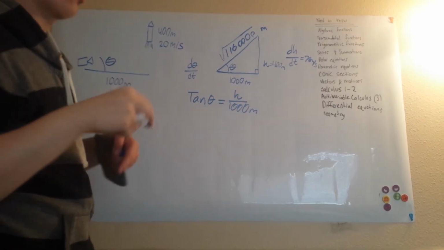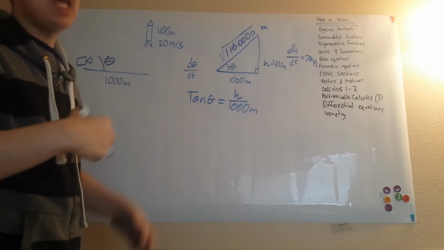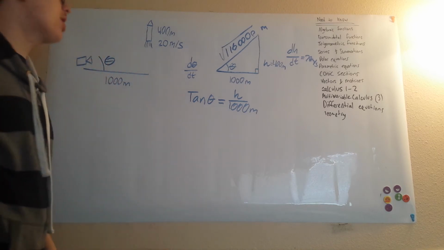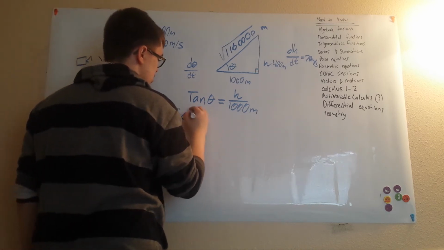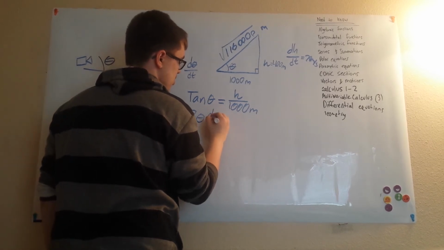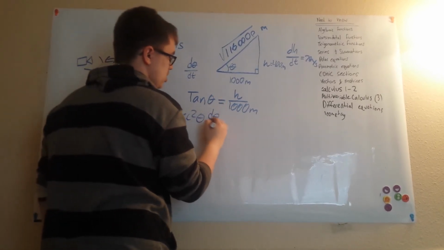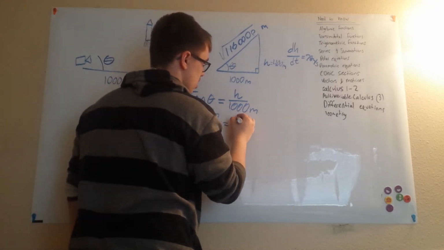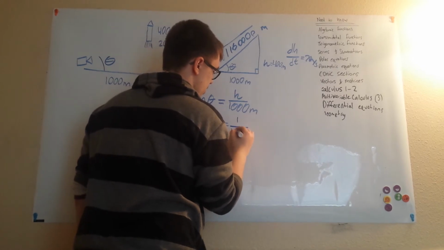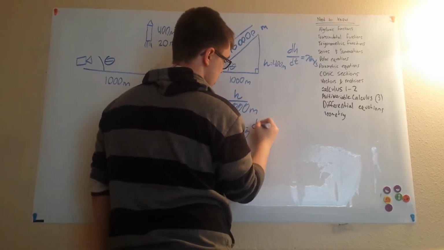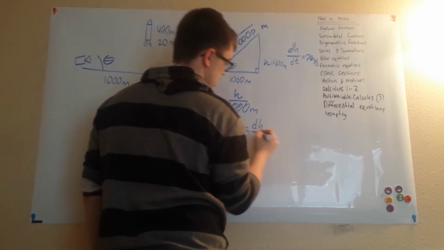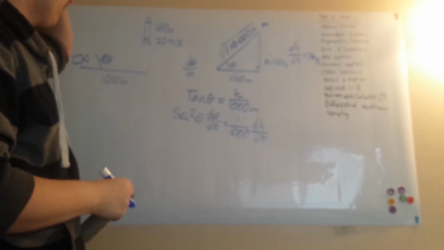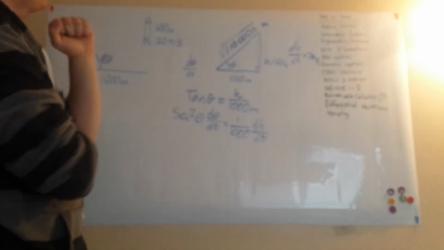Now let's take a derivative to find dh dt. So the derivative of tangent of theta is secant squared theta times the derivative of the inside, which is d theta dt. And the other one is 1 over 1000 times dh dt. So, okay. That's cool.